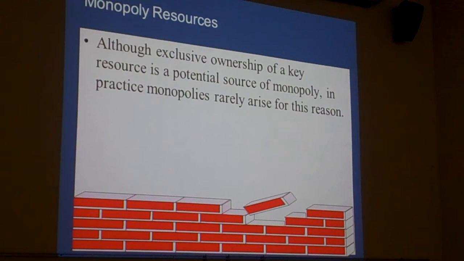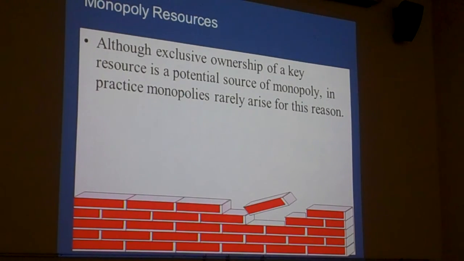Did I ever tell you the story about De Beers Diamonds, how they're a monopoly? Maybe from an old class, not this semester. Let me get through these and then I'll tell you how De Beers is a monopoly. It's kind of interesting. All right, so everybody cool with that?